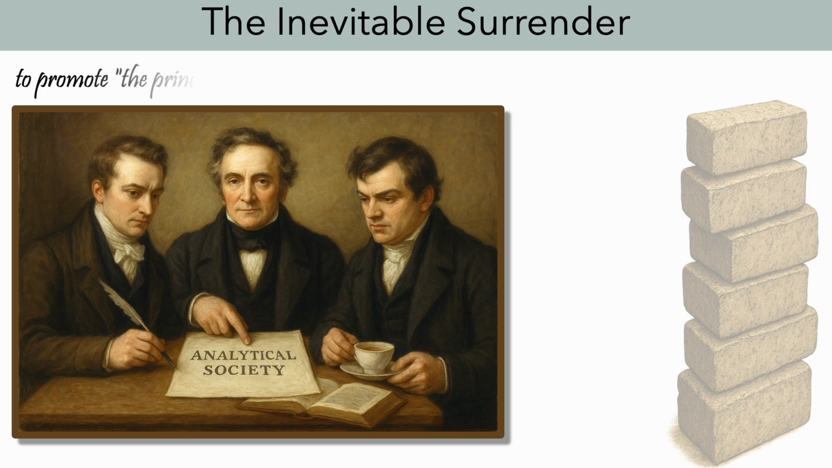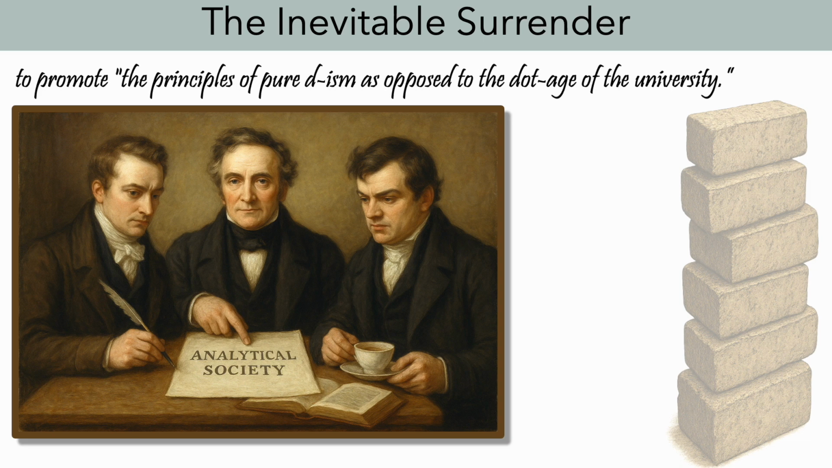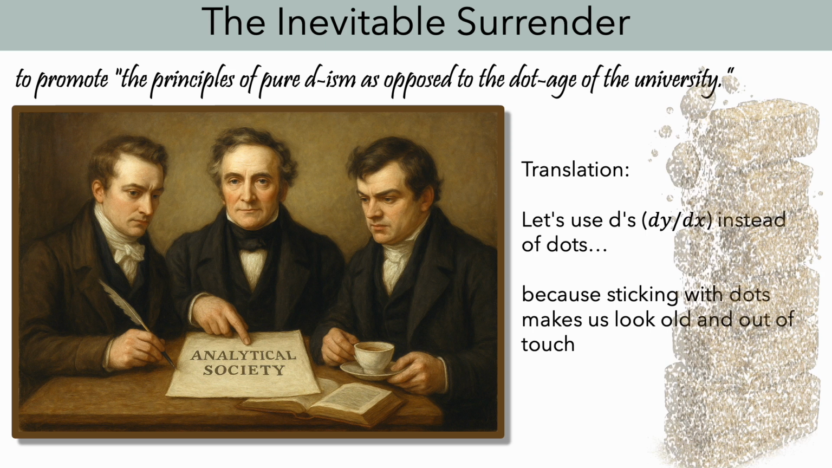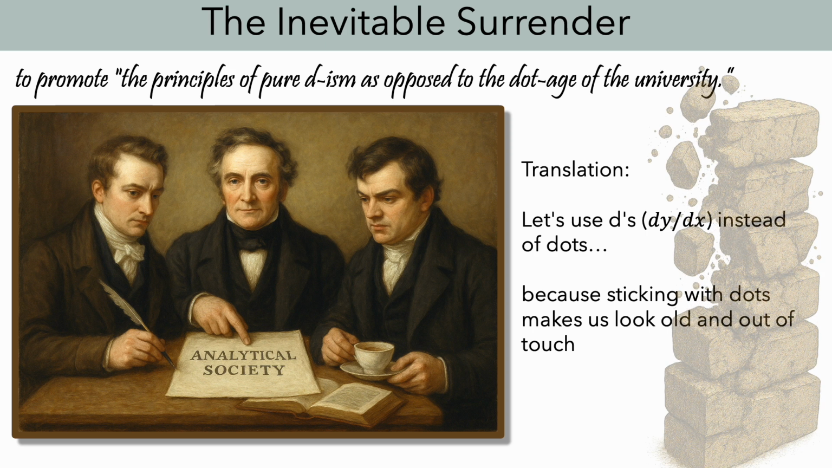Their motto was a bit cheeky: to promote the principles of pure deism as opposed to the dot age of the university. They were basically saying, let's use d's instead of dots, because sticking with dots just makes us look old and out of touch. It was a mathematical rebellion, and it worked. Gradually, British mathematicians began adopting continental methods and notation. The walls of isolation started crumbling, but the damage was done. An entire century of mathematical progress had been lost due to national pride and notational stubbornness.